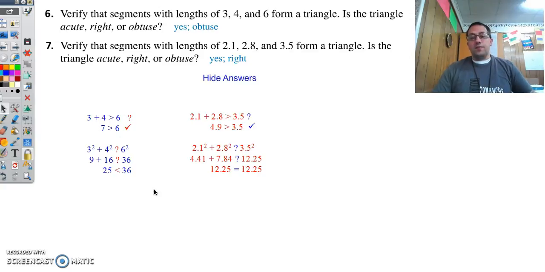And that is it for the Pythagorean theorem. Hopefully most of this was review for you. The inequality thing was probably new. Remember, if c squared is less than a squared plus b squared, it's an acute triangle. If it's more than a squared plus b squared, it's an obtuse triangle.